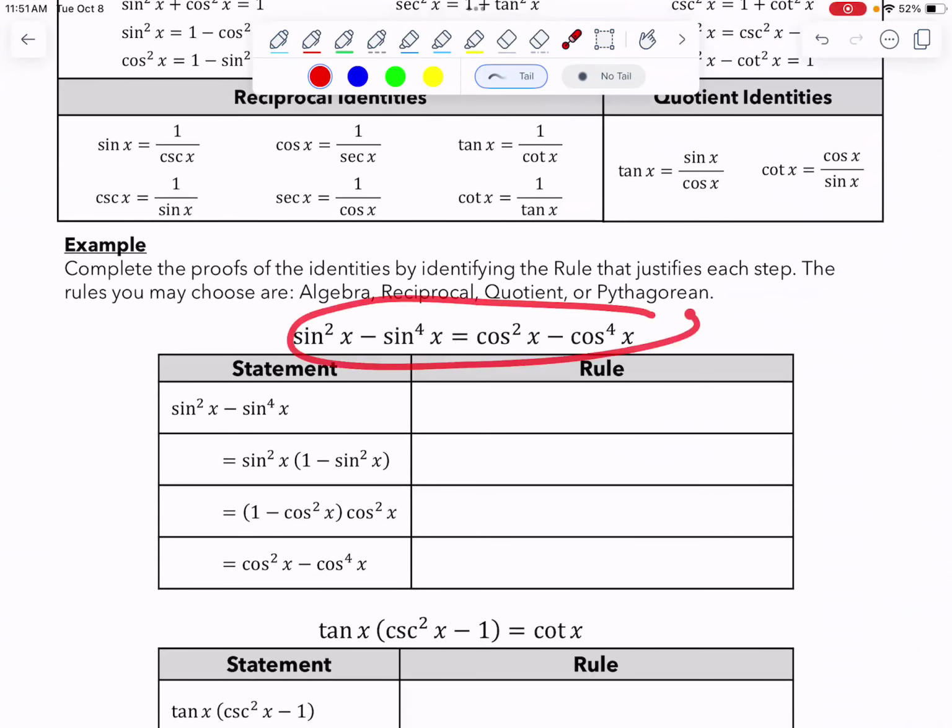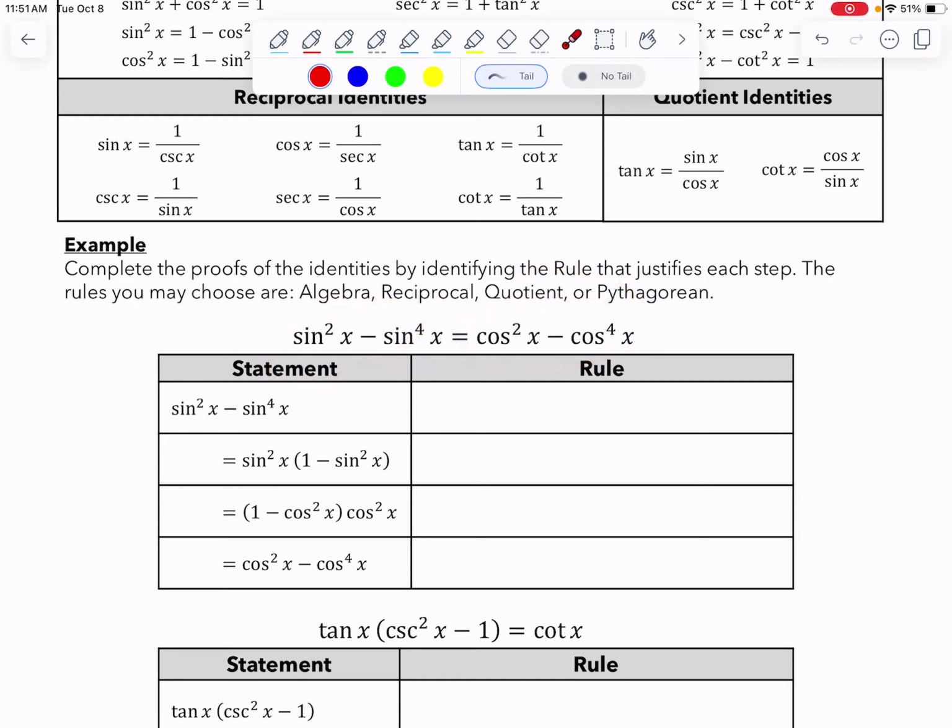We're going to be given an identity. We're going to be told, hey, this is an identity, which means it's a true statement, as wacky as it looks. And we need to prove that it's true. In order to do so, we need to be able to start at one side and turn it into the other. If you're doing this on paper, you get the choice of which side you start with and which side you end with.